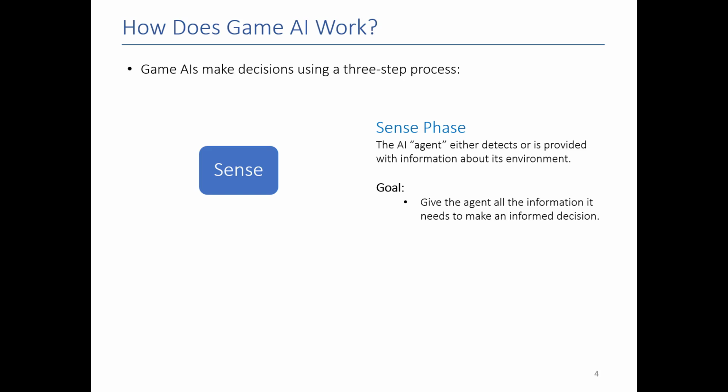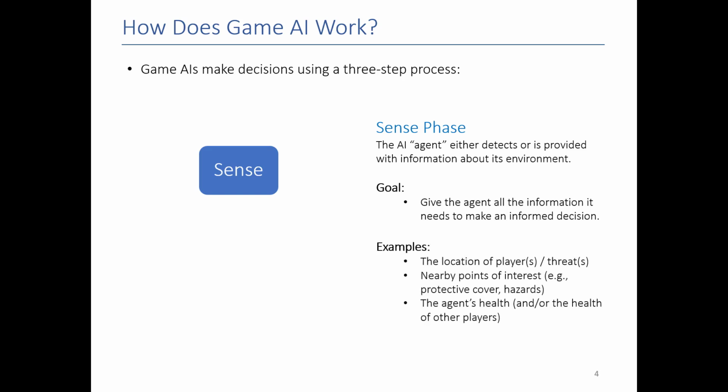So maybe, for example, the AI needs to know the location of all the other players in the game, any power-ups, protective cover, maybe how much health the other players have, or how much health it has. Sensing in the real world is really difficult, so when Tesla made their self-driving car, they had to put sensors all over their car in order to determine what was around them. In contrast, in games, sensing is typically pretty easy because we already have to keep track of where all the players are so we can draw them. So all that information is usually available to the AI.